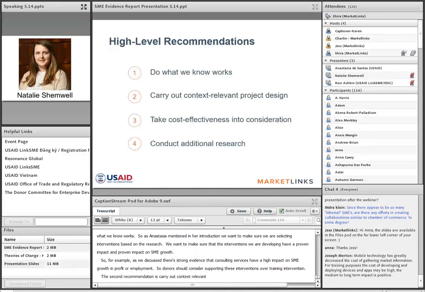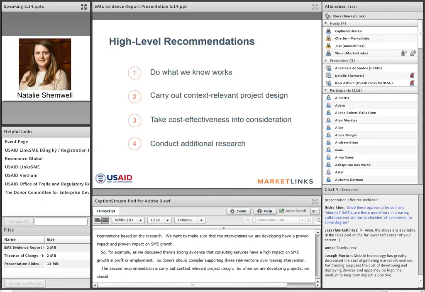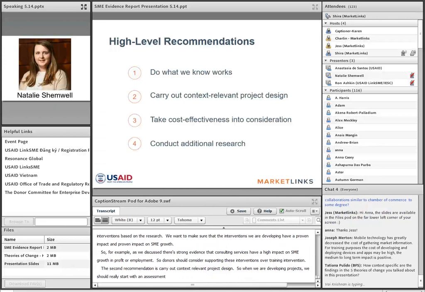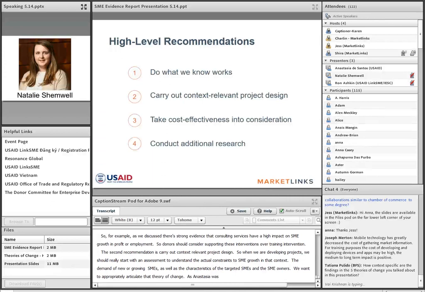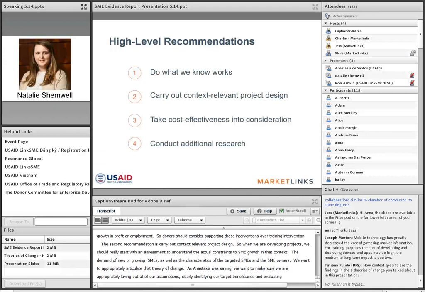When we're developing projects, we should really start with an assessment to understand the actual constraints to SME growth in that context, the demands of new or growing SMEs, as well as the characteristics of the targeted SMEs and the SME owners. And then we want to appropriately articulate that theory of change. As Anastasia was saying, we want to make sure that we're appropriately laying out all of our assumptions, clearly identifying our target beneficiaries, and evaluating the aspects of the theory of change that have not previously been well researched.